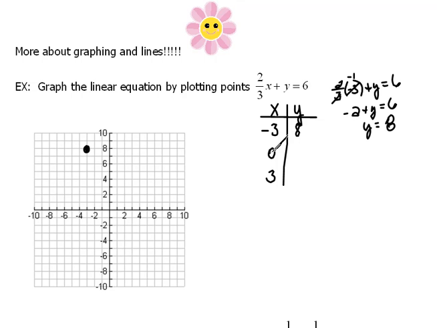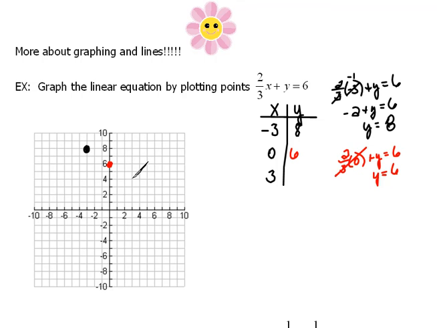Now let's see what happens when x is 0. I would have 2/3 times 0 plus y equals 6. Well, anything times 0 is 0, so we can just get rid of that. And now we have y equals 6. So when x was 0, y has to be 6. When we plot that, it looks like it's right there.